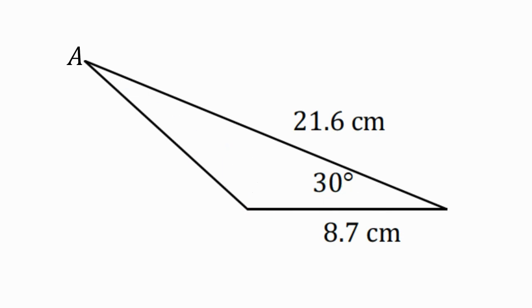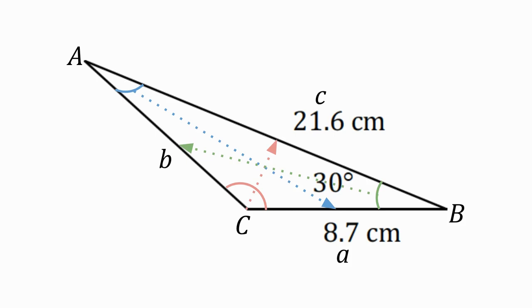We could label this ABC, which would mean side A equals 8.7 centimeters and side C equals 21.6 centimeters. Or, if we label it ABC, side B equals 21.6 centimeters. Or we could label it in several other ways. Okay, that's enough. Let's just use this labeling. You can be confident that the most important part of labeling a triangle is that angle A must be opposite or across from side A, angle B from side B, and angle C from side C.